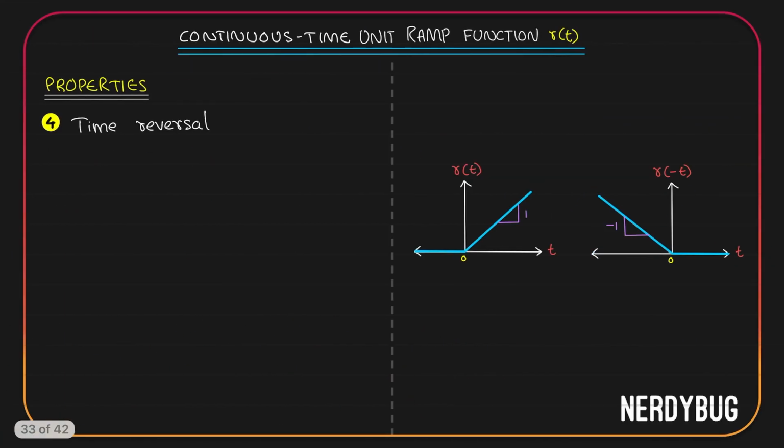The next property I've taken is time reversal. In time reversal, whatever is on the left will now become on the right, whatever is on the right will now become on the left. So mathematically, it can be written like this. R of minus t will be minus t if t is less than or equal to 0 and 0 if t is greater than 0.